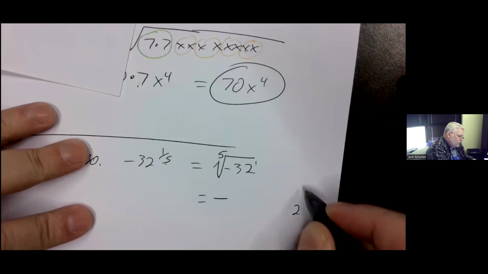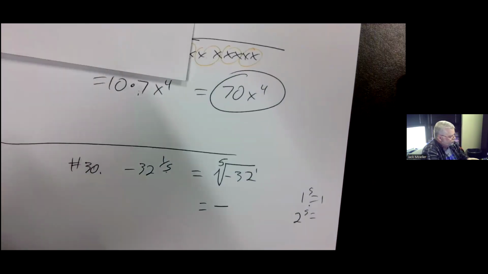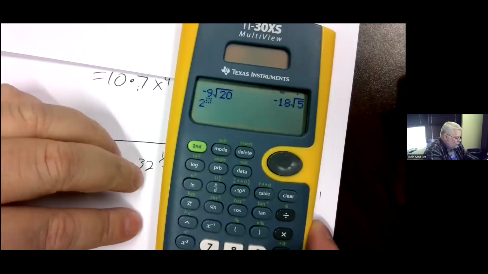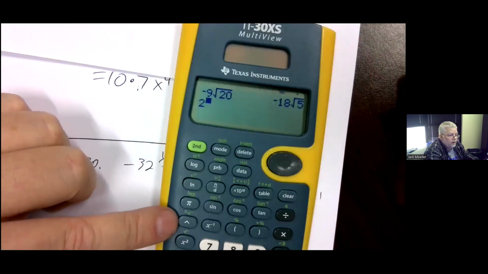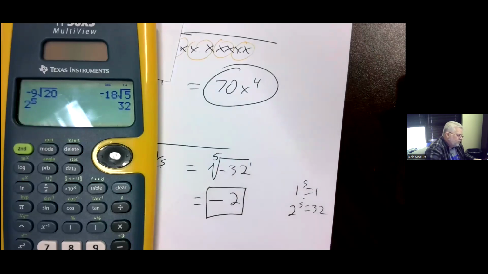1 to the 5th is 1, 2 to the 5th... on these calculators, that's your exponent key. 2 to the 5th is 32. So that is negative 2.